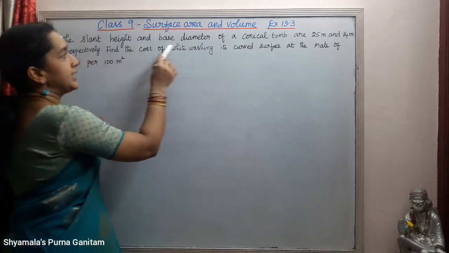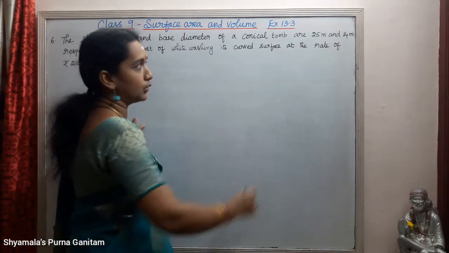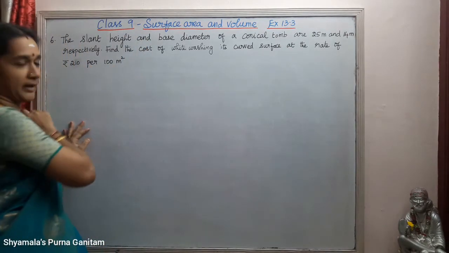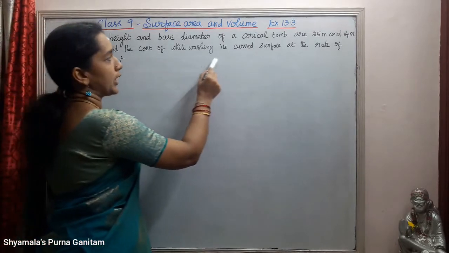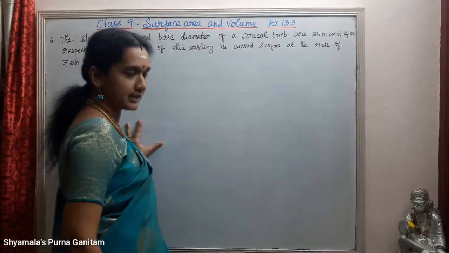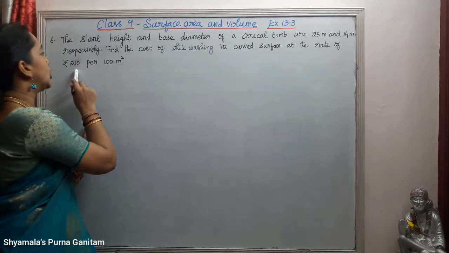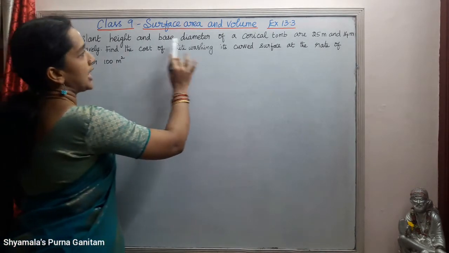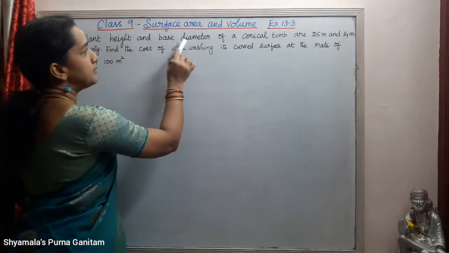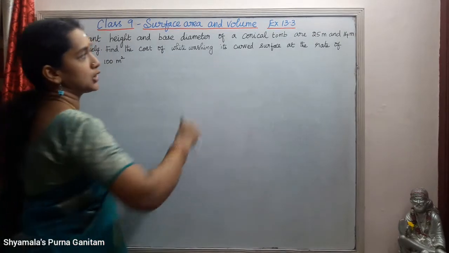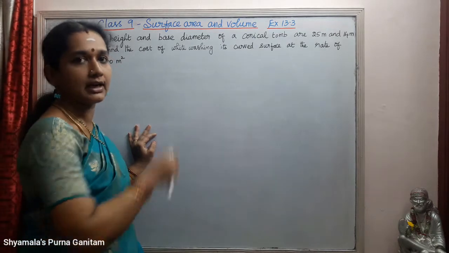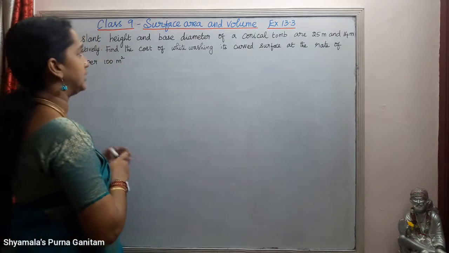The slant height and base diameter of a conical dome are 25 meter and 14 meter respectively. Find the cost of whitewashing its curved surface at the rate of 210 per 100 meter square. So direct question only. Height and base diameter is given. We are asked to find the cost of whitewashing its curved surface area. Rate is given.